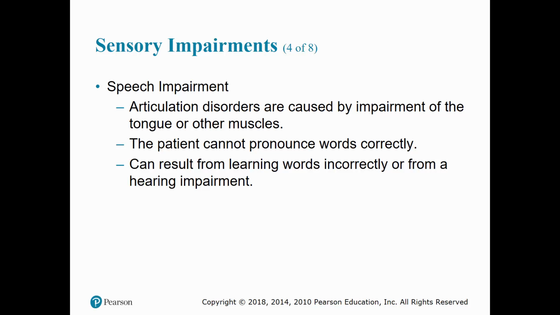Speech impairment is when the patient cannot pronounce words very correctly. Articulation disorders caused by impairment of the tongue or other muscles needed for speech, called dysarthria, prevent the patient from being able to pronounce words correctly. It can be caused due to a hearing impairment, learning words incorrectly, or some type of a stroke, disease, or trauma that affects the speech cortex of the brain, all of which can cause a potential speech impairment.